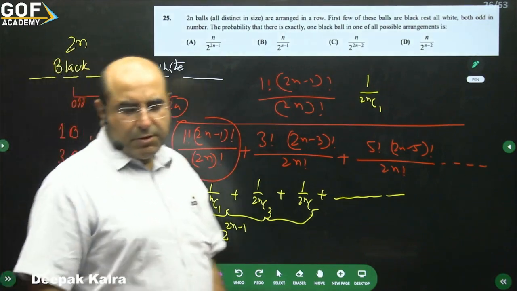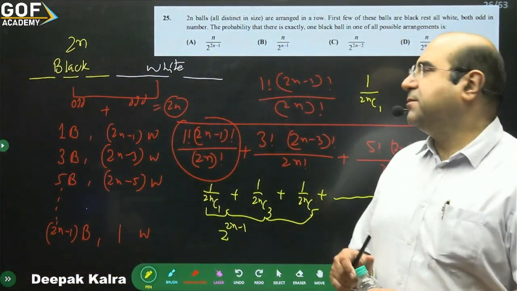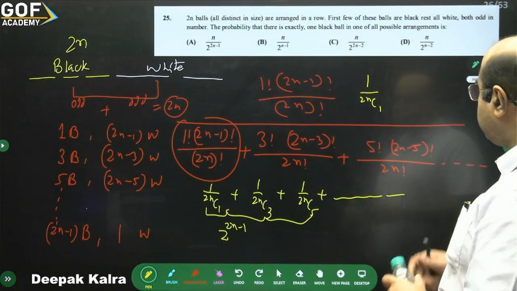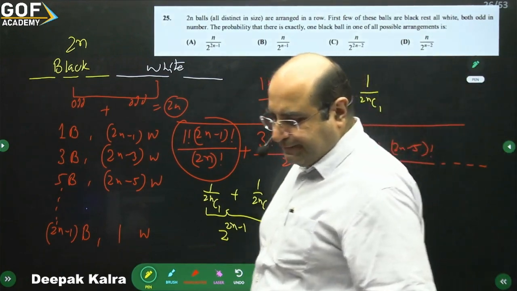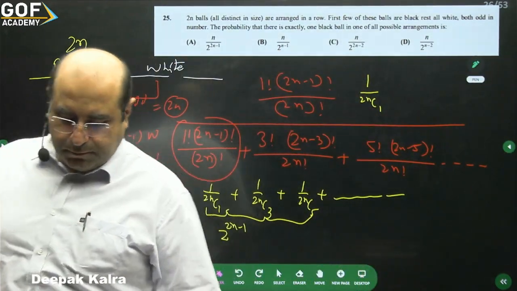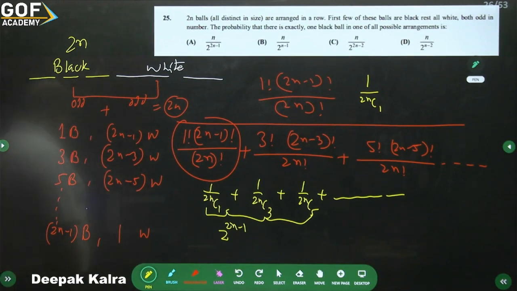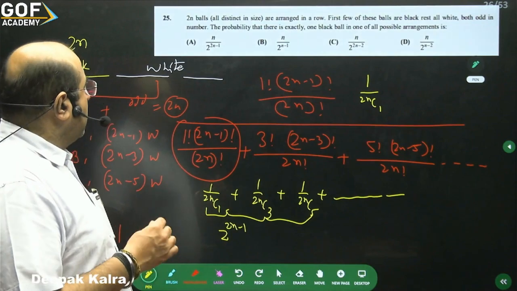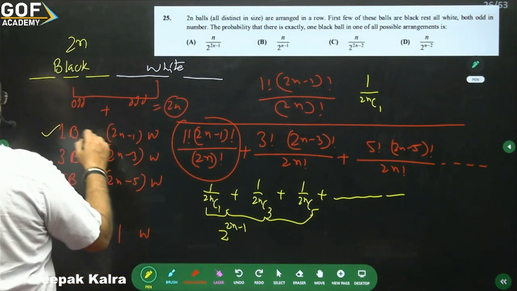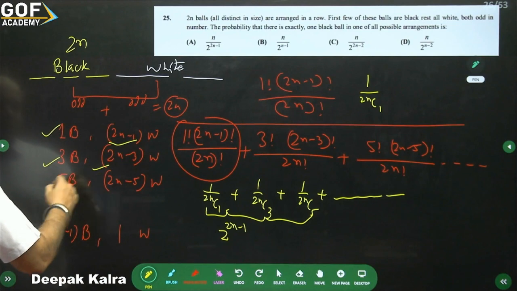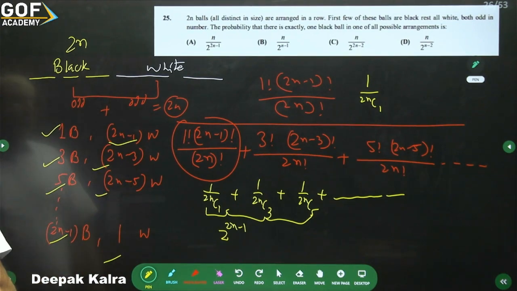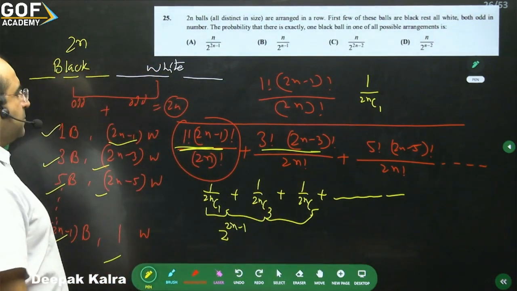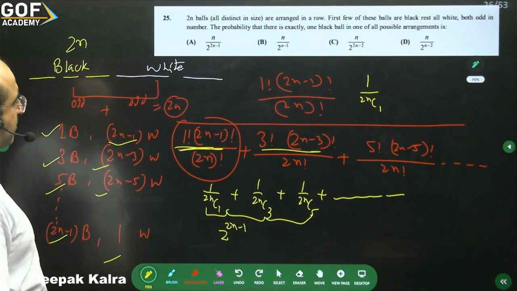Yes, you tell. Any other way? Anybody? That is so correct. Means one black ball, 2n minus 1, 3. This is correct. But arrangement is also correct. And the total probability of individual arrangement is also correct.